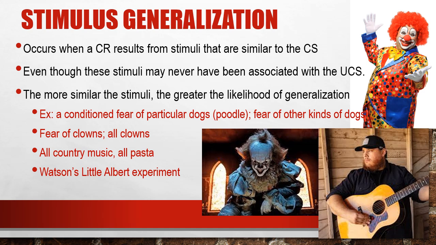Stimulus generalization means that we have generalized the stimulus to all things that are similar to the original stimulus. So the more similar it is to the original stimulus, the greater we are going to generalize. Let's look at some examples. It will make more sense. Let's say you were afraid of poodles, but now you're afraid of dogs that look like poodles. And eventually you might become afraid of all other dogs that are the size of poodles or have longer hair like poodles. Maybe you have a fear of one clown and you saw the Stephen King movie It, and now you're afraid of all clowns because you have generalized your fear of clowns.